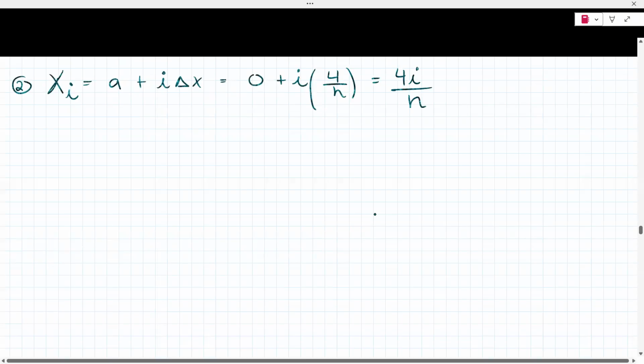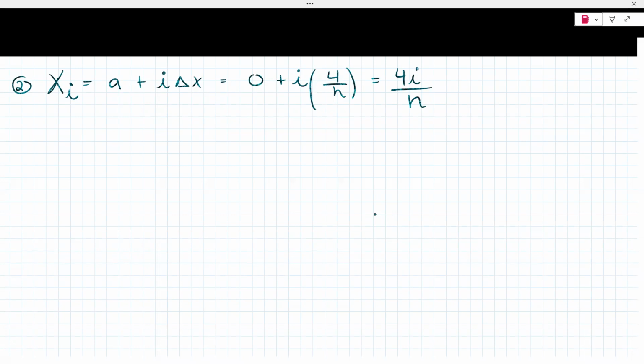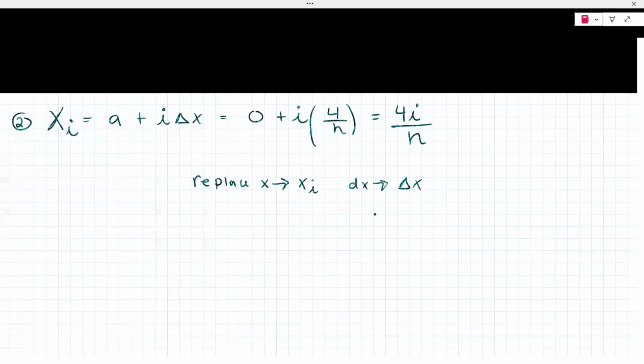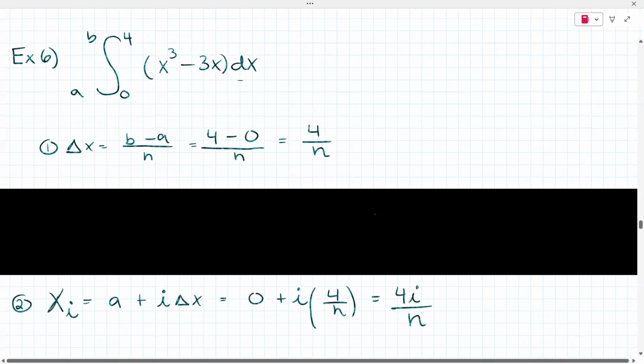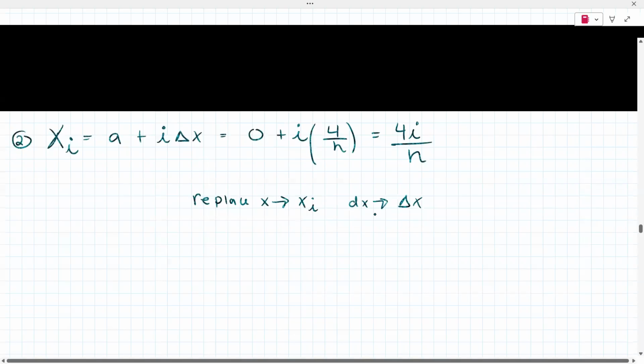Okay, then step 3. Remember, in step 3 we're going to write out the summation. Just replace x with xi, and dx will be your delta x. You see this dx is going to be a delta x, and anything with x, you're going to replace it with xi. So step 3 is to write it out.